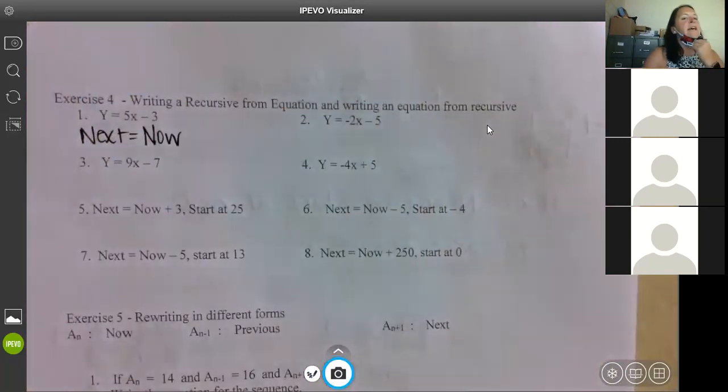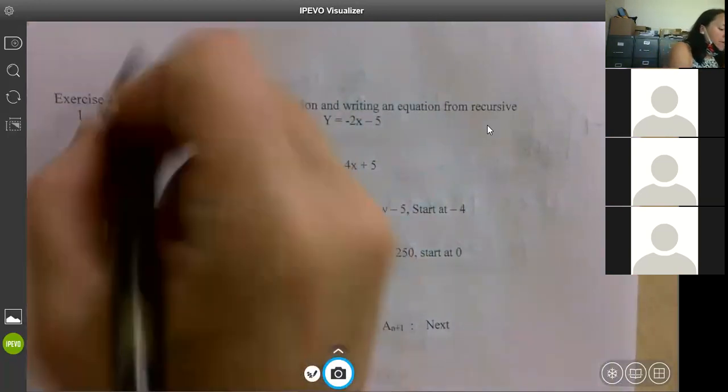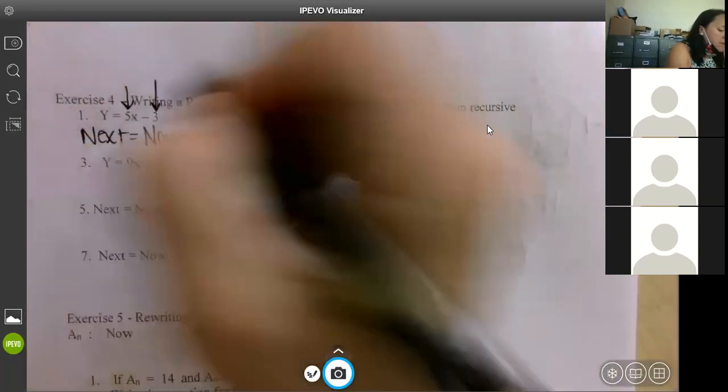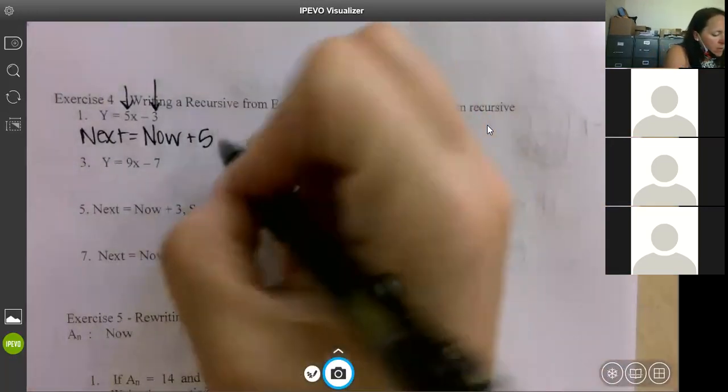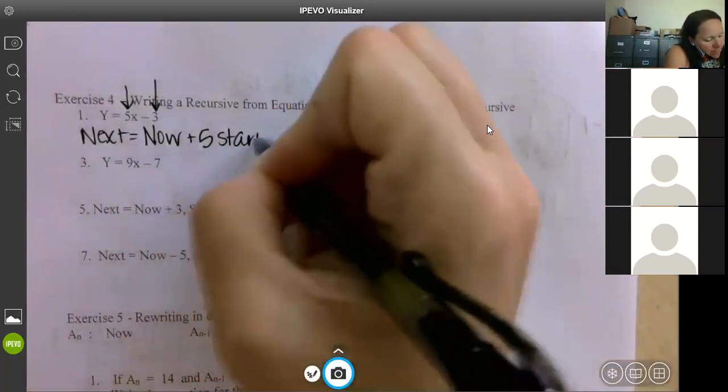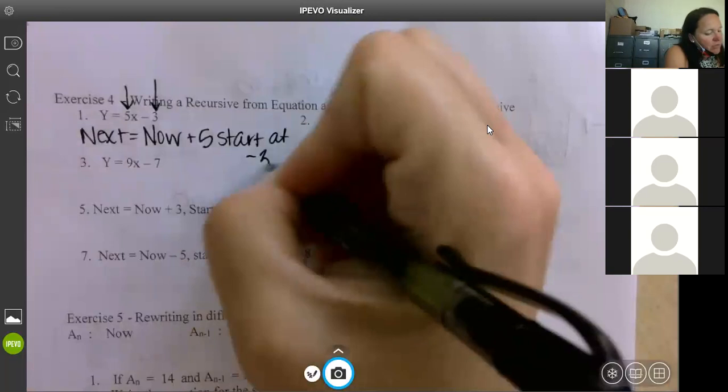What does this one say? Next equals now. What are we doing each time? Up by 5. Remember, it goes in the same order. So we have a positive 5 first. That's your slope. It goes up 5. Where do we start at? And make sure you put the negative. Perfect.